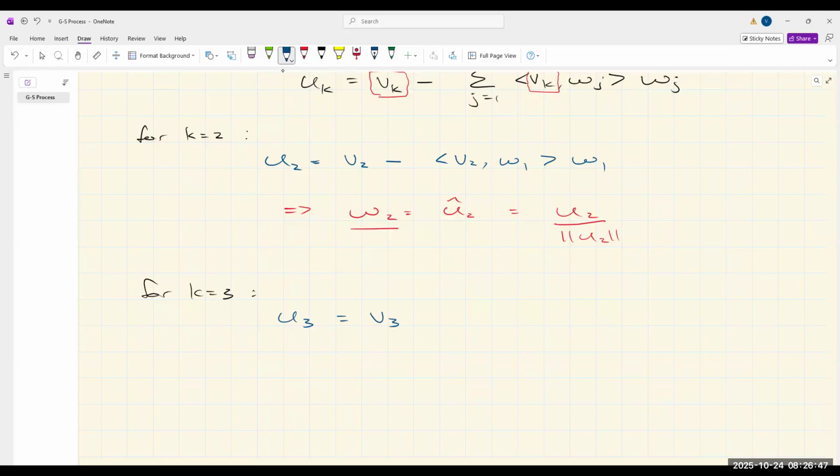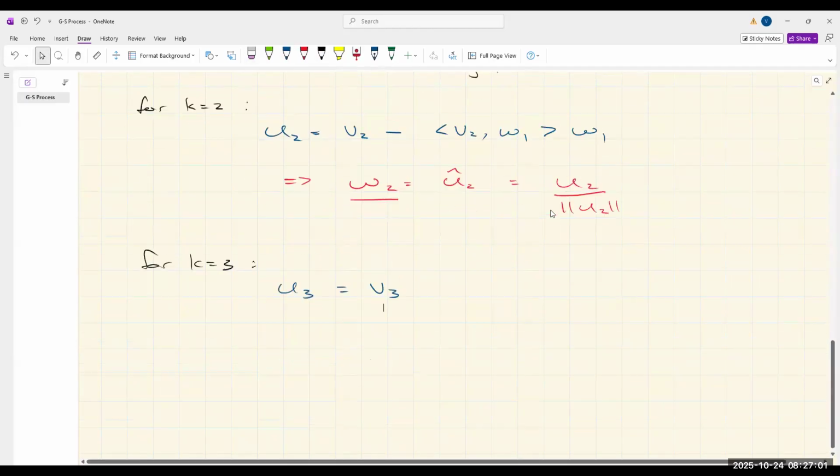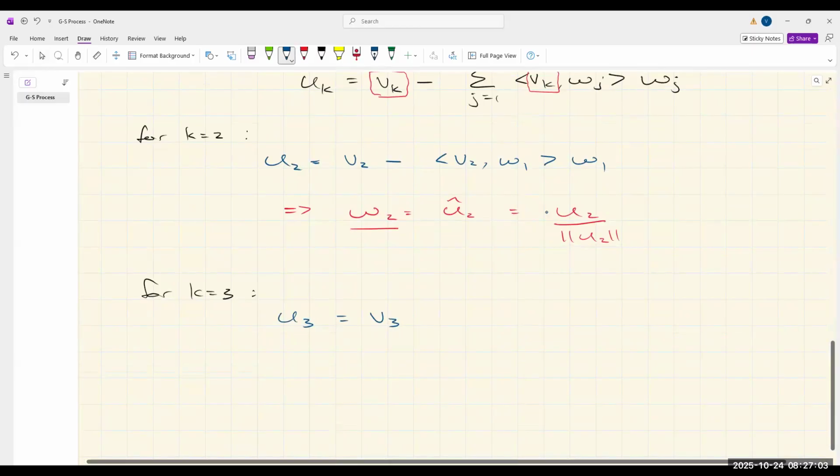I'm going to subtract from V3 the inner product of V3 with all the other W's that I have already calculated. How many W's do I have so far? I have W2 and I have W1. So in this summation, I have two terms. So I'm going to subtract away the inner product of W1 with this fixed vector, V3.